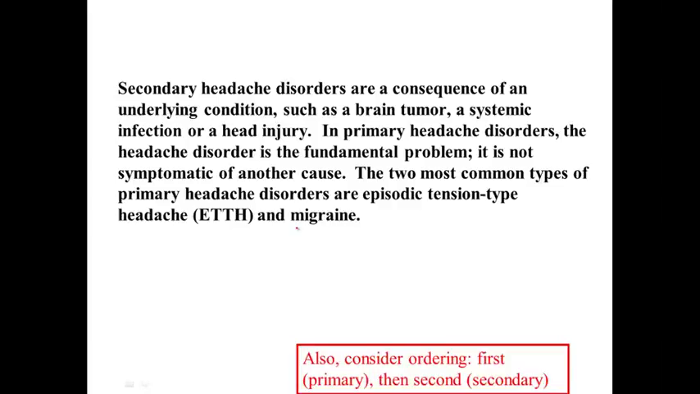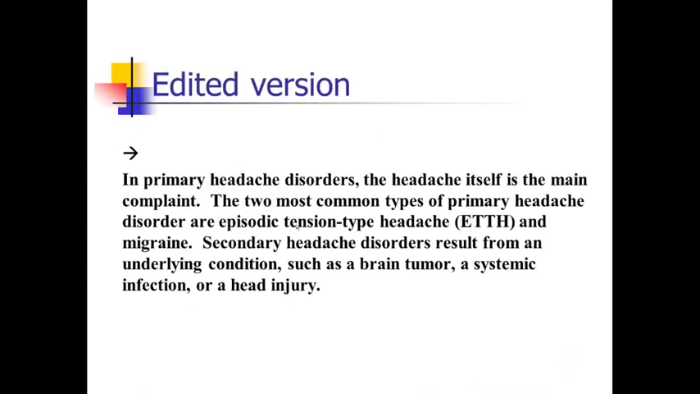So I looked at all of that and I changed some things around so that I put the primary headache first and secondary headache second. And so here's my edited version, kind of fixing all of these things I just pointed out to you. In primary headache disorders, the headache itself is the main complaint. The two most common types of primary headache disorders are episodic tension type and migraine. So notice I got the primary first, now the secondary. Secondary headache disorders result from an underlying condition, such as a brain tumor, a systemic infection, or a head injury. So notice how much I was able to weed out. I rewrote a lot of that.